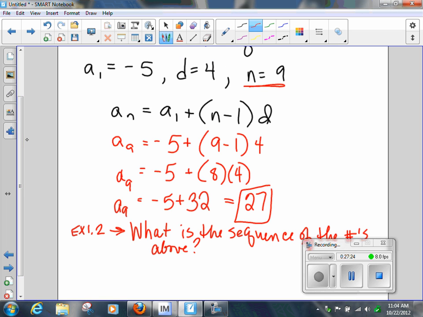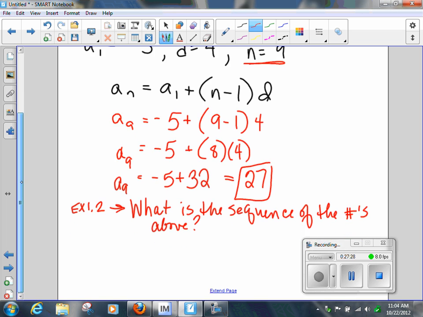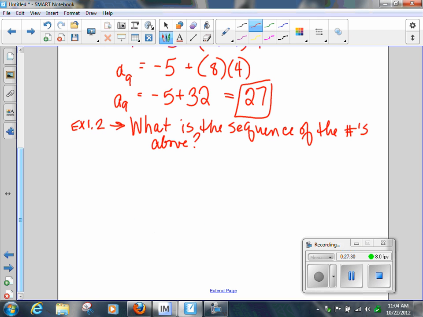Aha, that's what I was waiting on. What does a sub 1 mean? That's your first term, folks. How many total terms am I going to have? Look at the information given. There are 9 terms. 2, 3, 4, 5, 6, 7, 8, 9. What's the first one? Negative 5. What is the 9th one? 27. We just solved for it.